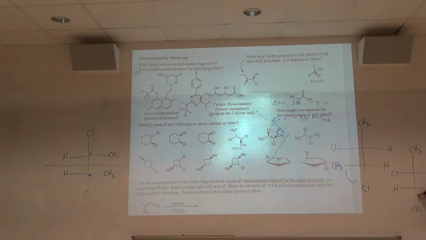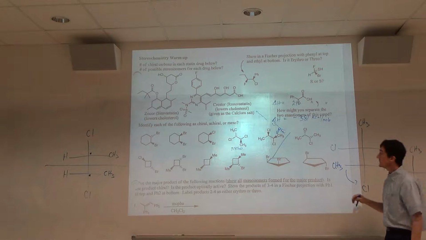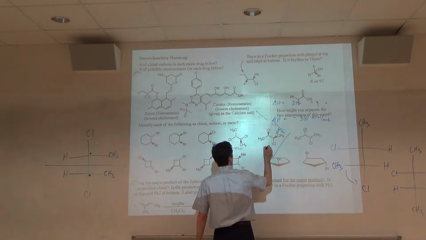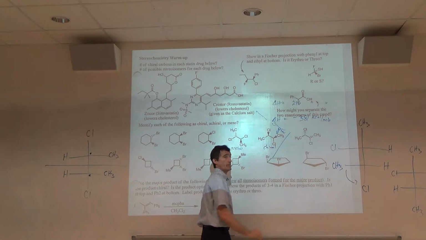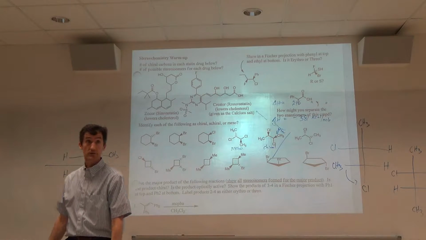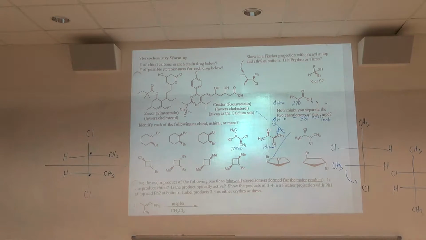This side is not mirroring this side. And I guarantee you, if you do R and S, they're probably both the same. They're not mirroring each other. So what do we call this compound? Chiral. There's no plane of symmetry, meaning the mirror image is going to be different. Meaning it's chiral.